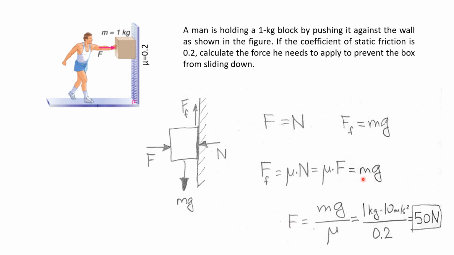So F equals mg divided by mu, and it's 1 kg times 10 meters per second squared, which is the gravitational acceleration, divided by 0.2. It gives us 50 newtons. So the force he must apply to hold the block in place is 50 newtons. That's the answer.